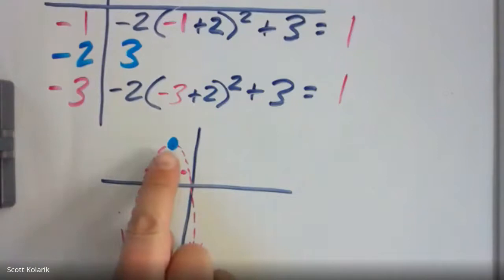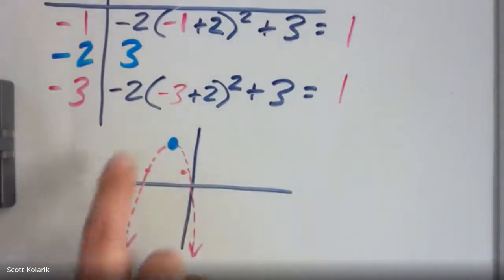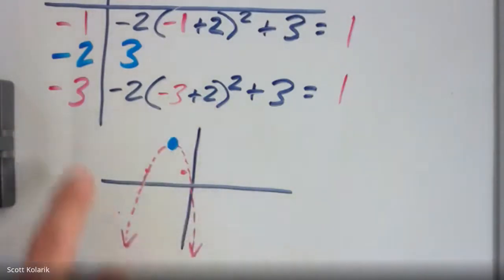Identify where the vertex is, and then figure out, is it opening downwards? Is it opening upwards? That's where the rest of your XY table will give you that information. And that will be problem number 10 on your final exam. Okay. That's the last problem from chapter 3.